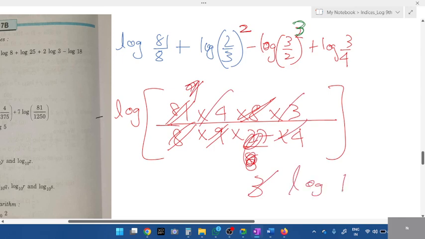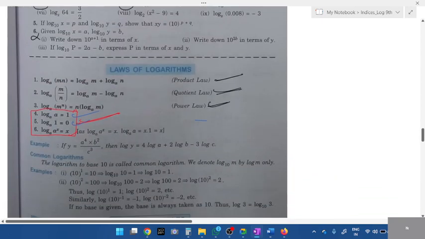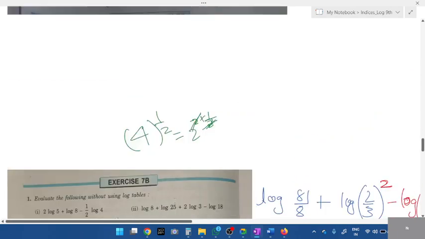What is log 1? 0. See, even this you have to memorize. Log 1 is 0. I forgot to mention that. They have given it here. Can you see log 1? What's the answer for log 1? 0. Remember that. Log 1 is 0.